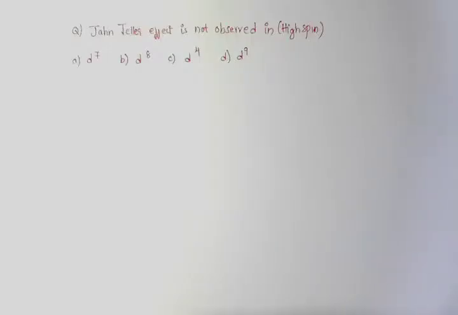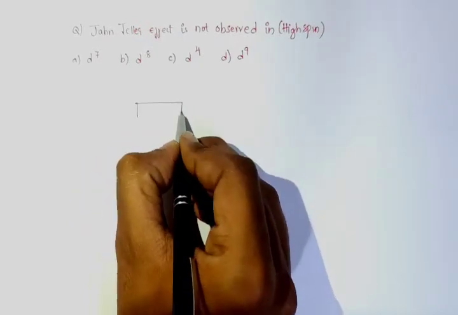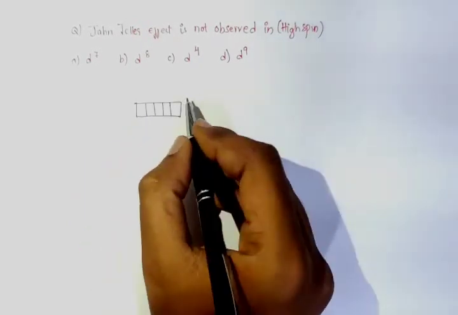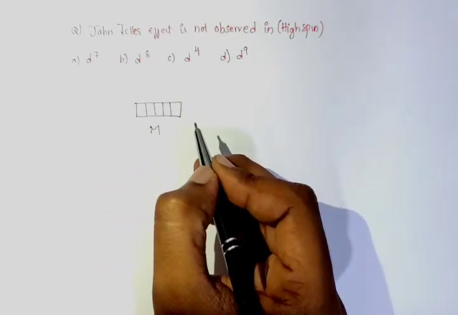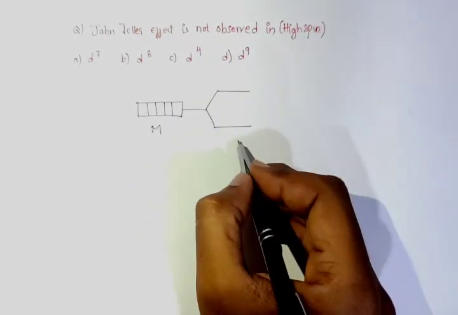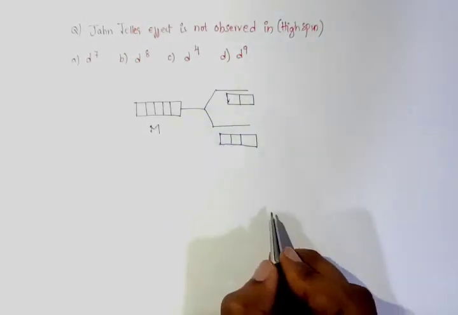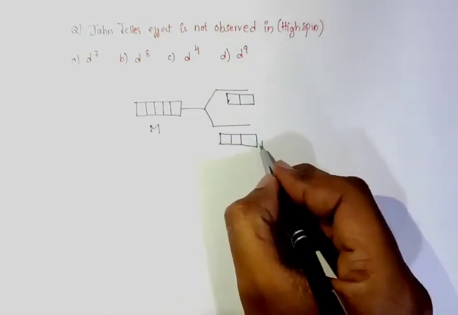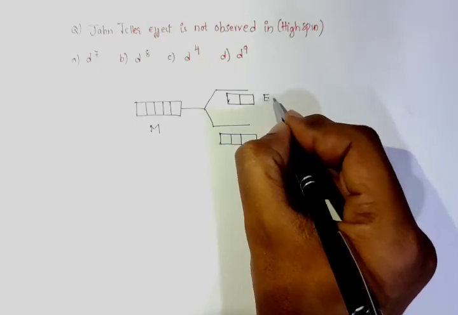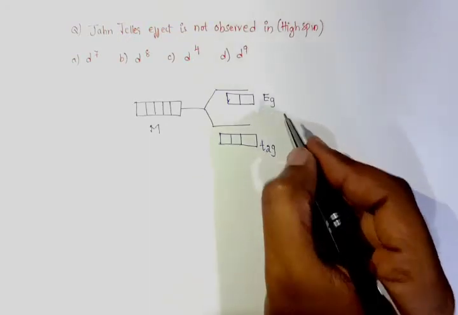See the next question. Jahn-Teller effect is not observed in. So basically what is Jahn-Teller distortion? It is the unsymmetrical filling of t2g or eg orbitals. If I consider the d orbitals, there would be 5 d orbitals. When a ligand approaches the free metal ion, the orbitals are broken down into 2 sets, one with 3 orbitals and another with 2 orbitals. This is called crystal field splitting. This would be t2g, which is triply degenerate, and this is eg, which is doubly degenerate. If you do not know it, please know it.